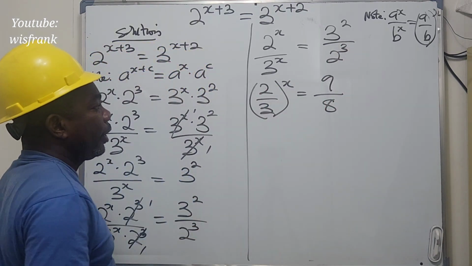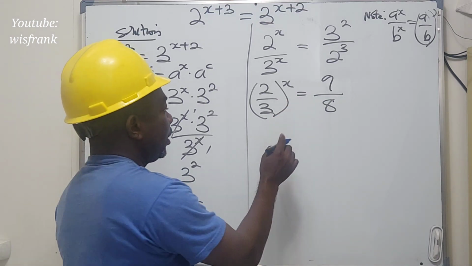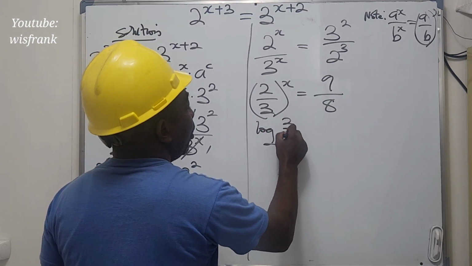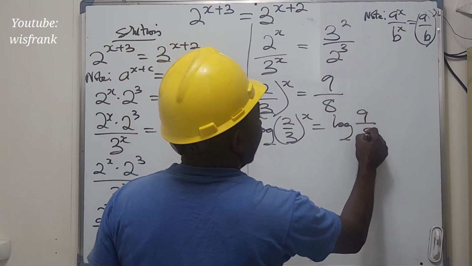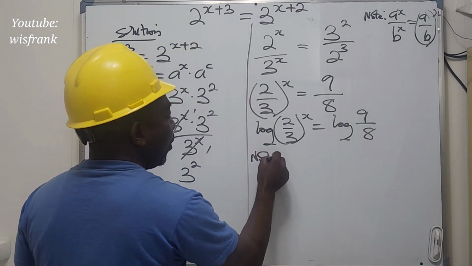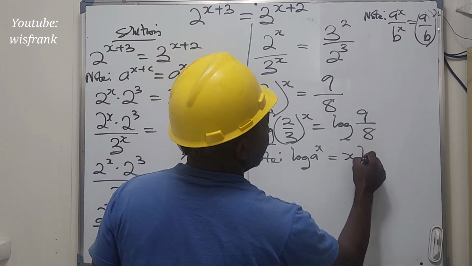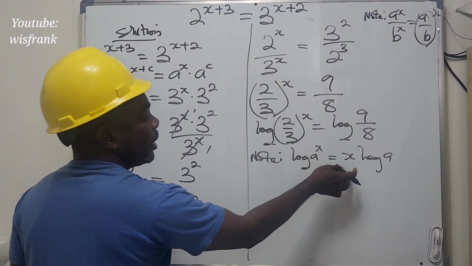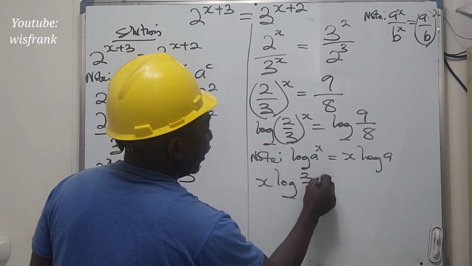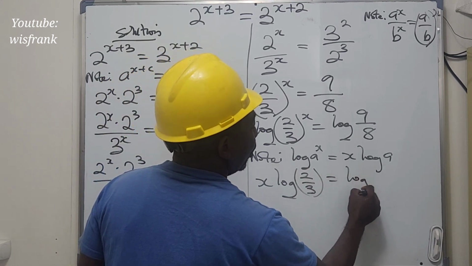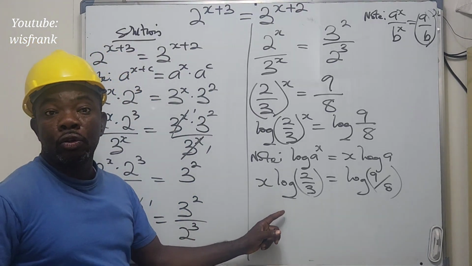So for us to further simplify this, so that we'll be able to find the value of x, we need to introduce log to both sides. This will become log of 2 over 3 all to the power of x equals log of 9 over 8. We recall another law of logarithm that says log a to the power of x is the same thing as x log a. So expressing this in this format, this will give us x log 2 over 3 equals log 9 over 8.